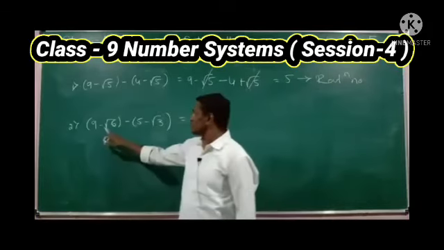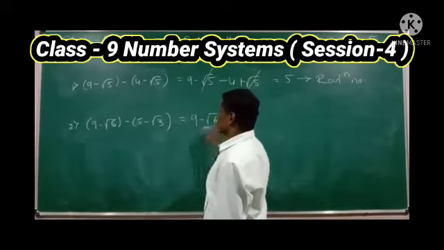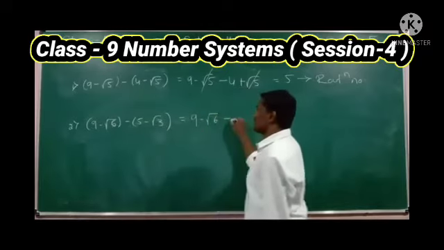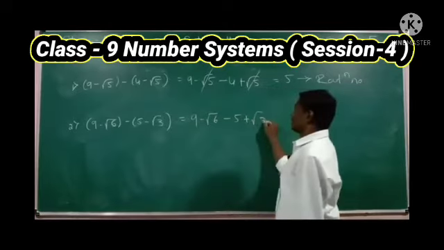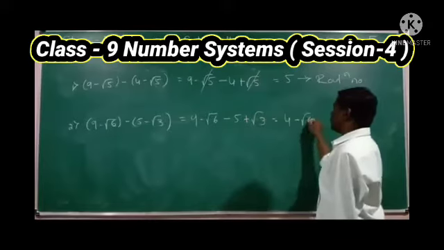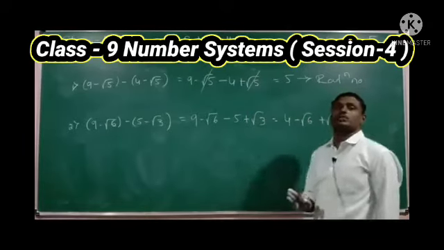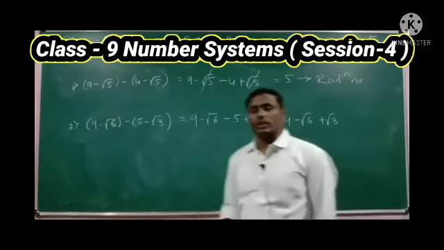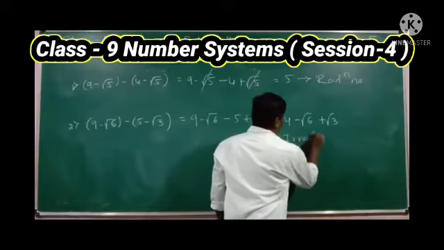Similarly calculate this one. 9 minus root 6 plus, into minus 5 minus, into minus plus root 3. So 9 minus 5 is 4 minus root 6 plus root 3. We cannot add or subtract, as the bases are different. Okay, so this is an irrational number.